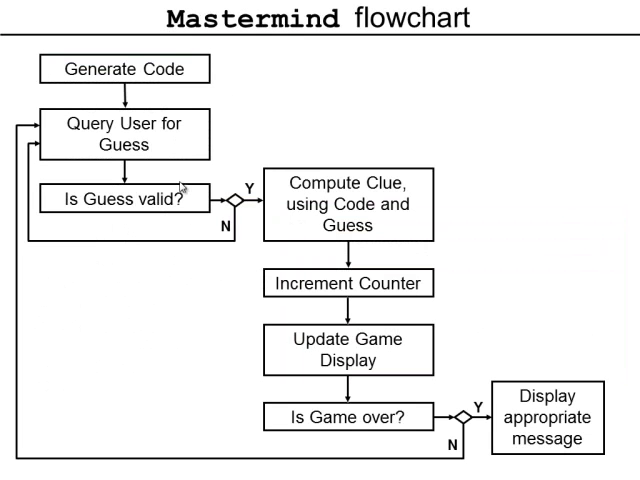Let's think about the mastermind flowchart for the normal game. Here's a way in which you can think the program breaks down. The computer generates the secret code. Then it asks the user for a guess. It checks the validity of the guess. If the guess is not valid, it goes back and asks the user for a new guess.